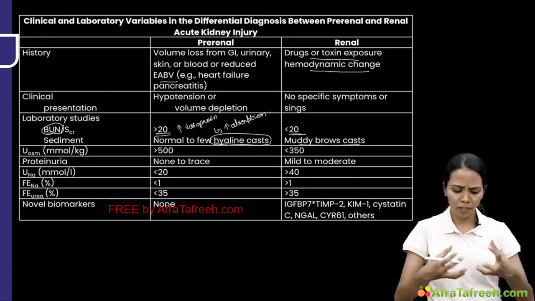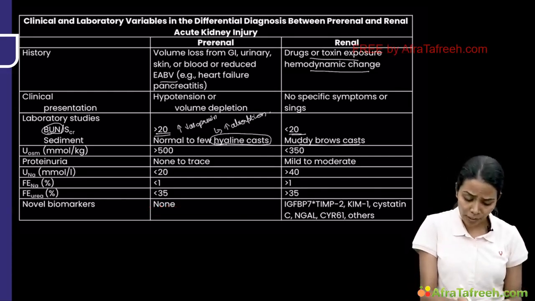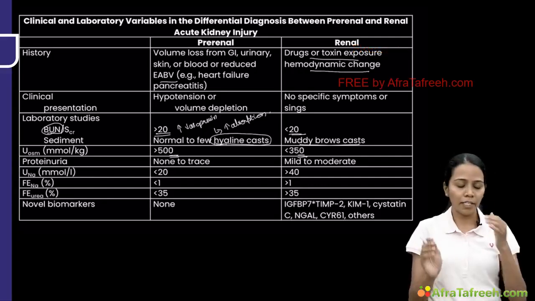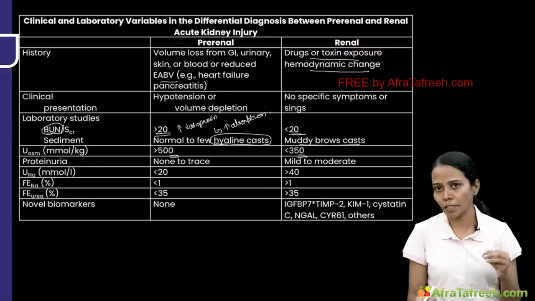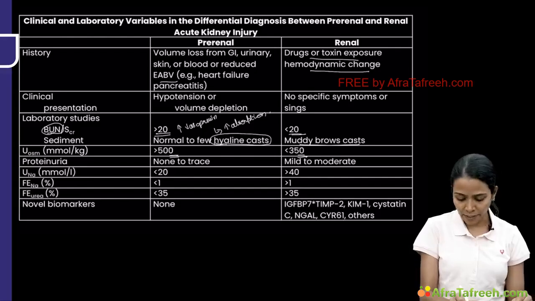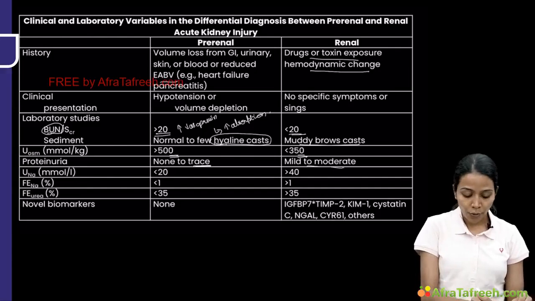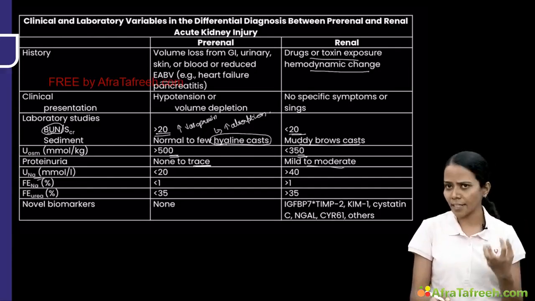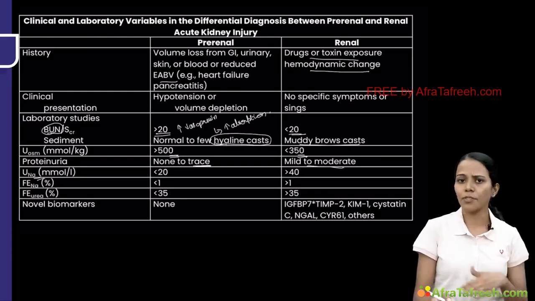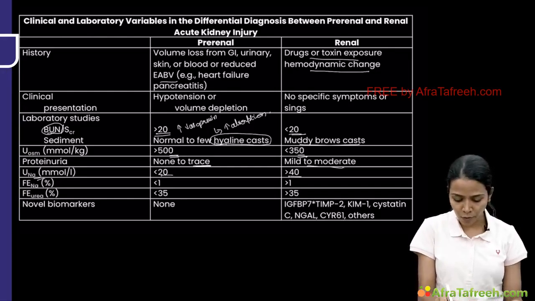Urinary osmolality, since body is reabsorbing all solutes in prerenal failure, so urine osmolality is going to be very high, more than 500. Here the body is not able to reabsorb any solute or any water, so it's going to be pretty much dilute, that is going to be less than 350. Proteinuria is going to be very less, none to trace in prerenal. Here it's going to be mild to moderate. Urinary sodium reabsorption, like I said, because it's prerenal, volume depletion is there. Body is trying to reabsorb all sodium and water. So urinary sodium is going to be less than 20. Here it's going to be more than 40.